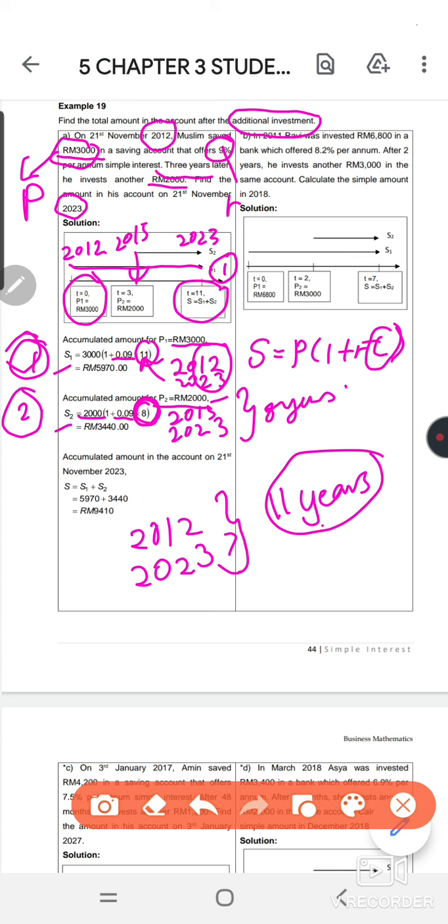Maksudnya awak kena kira satu-satu. Maknanya mula-mula bila dia simpan 3,000, kita kena kira start daripada tahun 2012 sehingga tahun 2023. Sehingga hujung tahun. Okey, sehingga tahun yang dia nak kira tu kan. So dia nak pada tahun 2023. Then another one, bila dia tambahkan 2,000 pula, dia start 3 years later. Maksudnya dia akan start daripada 2015 then sehingga 2023 juga. So kat sini jumlah tahun adalah 8. So baru awak tambahkan untuk kedua-dua nilai. Okey. So yang ni contoh kedua bila dia buat additional investment.